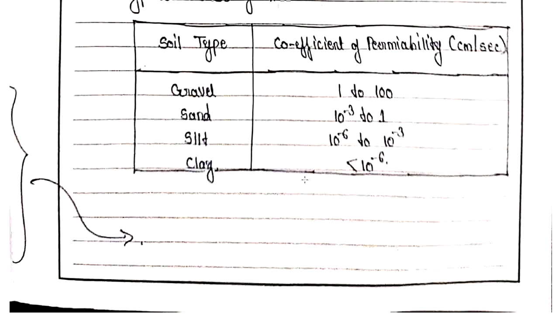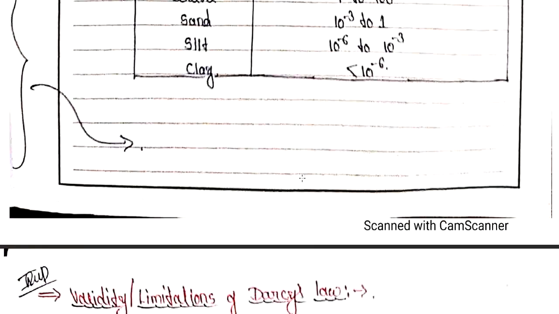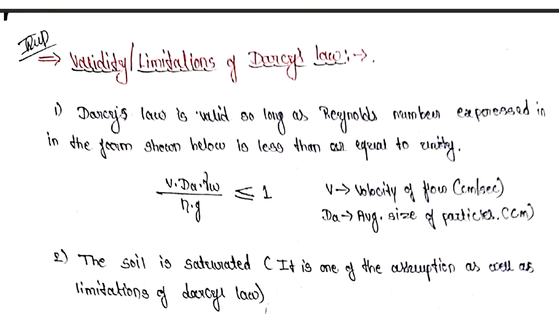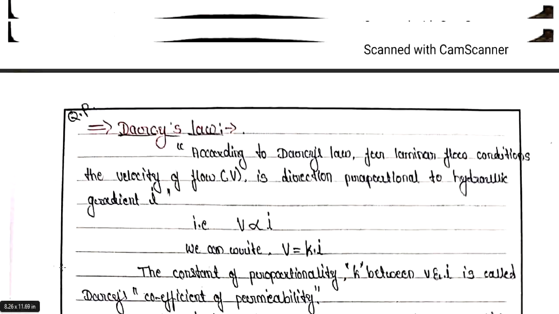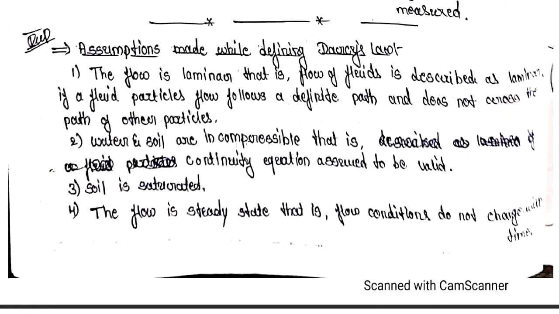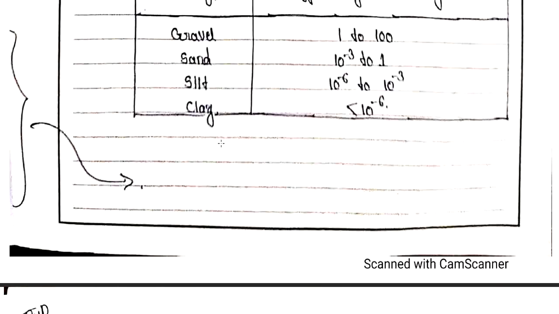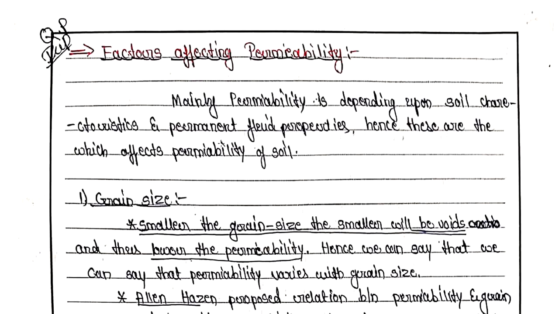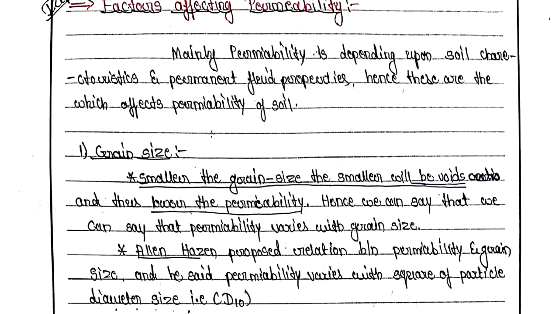We'll move further. Another thing we have studied is the validation and limitations of Darcy's law. We have even studied the assumptions of Darcy's law. Several times in our examinations they have asked about this. The validation of Darcy's law we have also studied. Next we just started studying the factors affecting permeability.